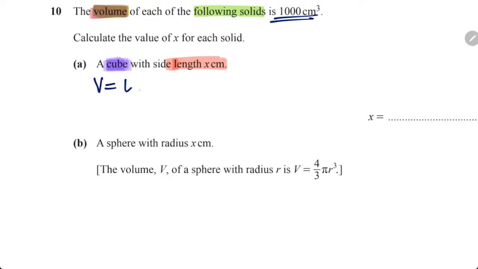It's length times length times length. Okay, it's like L cubed, right? Volume is L cubed. They say the length is X, so you can say volume is X times X times X. Volume is X cubed, because they said each length is X. And they said the volume is 1000. So for V, for volume, we are now putting 1000.